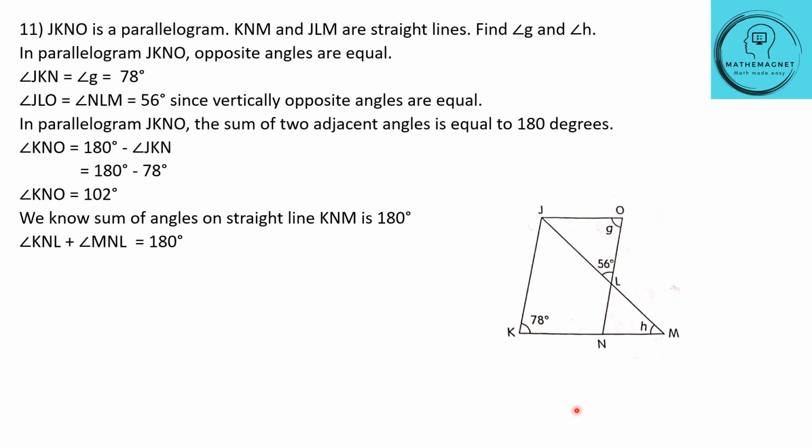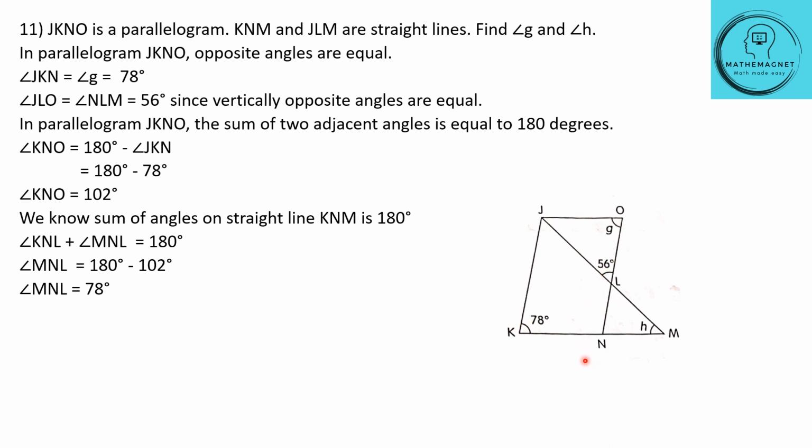So angle KNL plus angle MNL will be equal to 180. So angle MNL will be 180 minus 102, which we just found out: KNO we know is 102 degrees. So 180 minus 102 will be equal to 78 degrees.